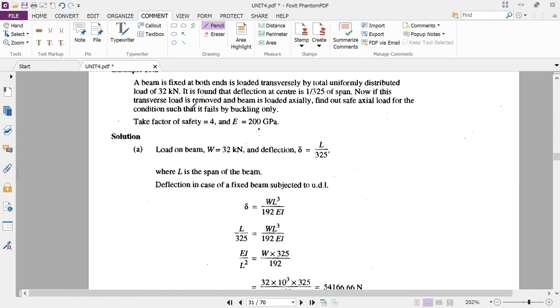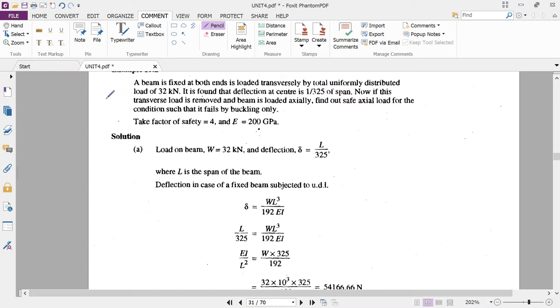Now let us see this. A beam fixed at both ends is loaded transversely by a total uniformly distributed load of 32 kilonewton. UDL is acting. It is also found that the deflection at the center is 1 by 325 of the span, L by 325.